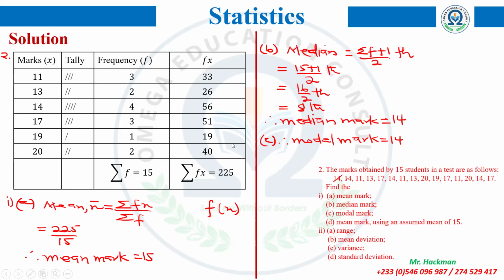Okay, then the modal mark. You know that the modal mark will be the mark with the highest frequency. You come to the frequency column. The highest frequency is 4. And the mark that is assigned to that is what? 40. So again, the modal mark will be 40.